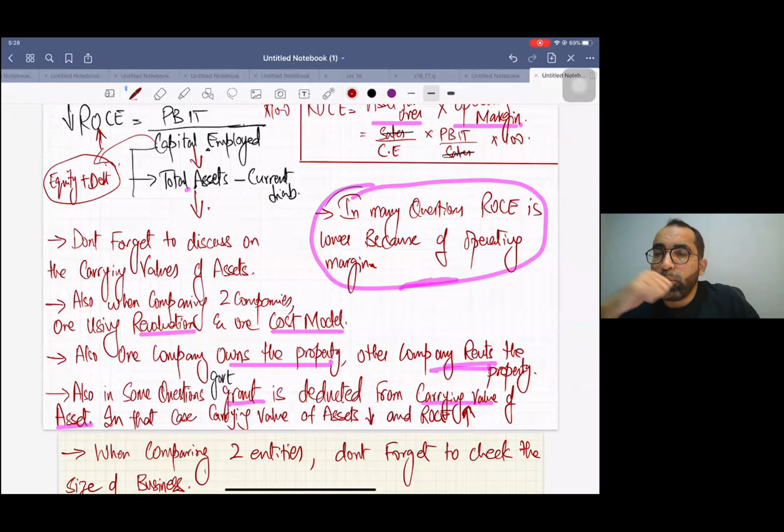Whenever you want to discuss ROCE, return on capital employed, in detail, don't forget to discuss the carrying value of non-current asset issues.